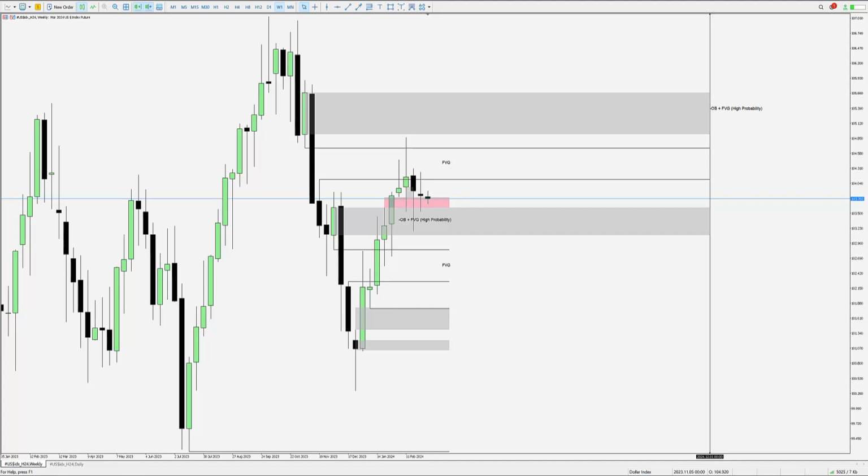So I did ask on the group which currency pairs you guys want me to have a look at, and I got a few suggestions, so we're going to look into those ones. So to start with, we're going to look at dollar index, right?